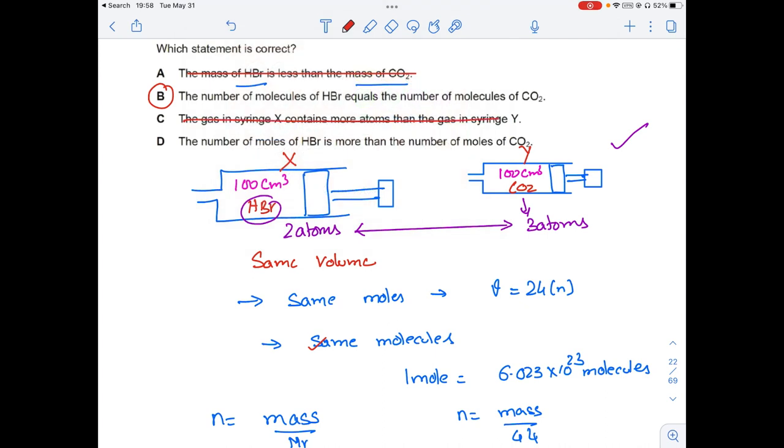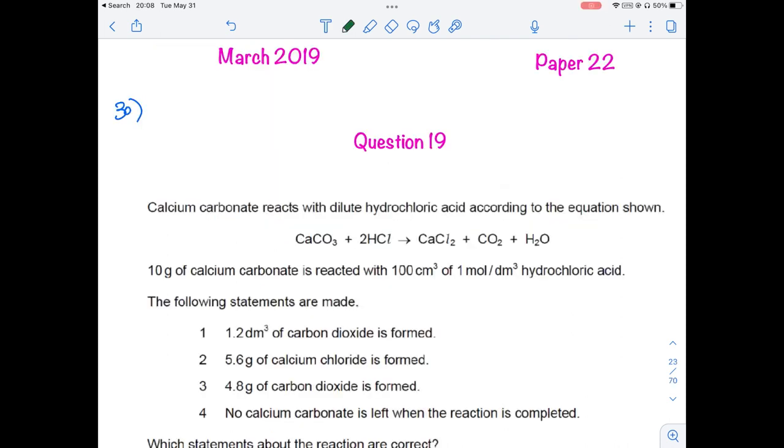Now coming to option D, why is it wrong? The number of moles of HBr is more than the number of moles of carbon dioxide. Just now we said that both have the same moles. So option D is also wrong. So only option B is correct. That's going to be the answer.